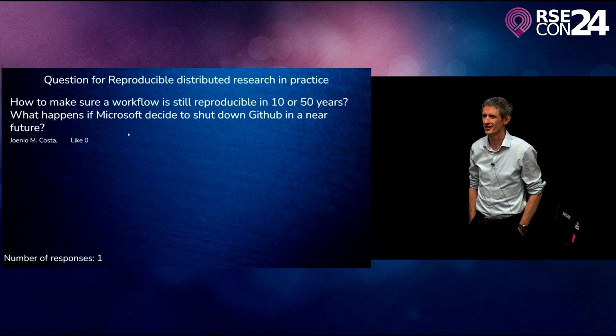How do you make sure a workflow is still reproducible in 10 or 50 years? What happens if Microsoft decides to shut down GitHub in the near future? I mean, none of this depends on GitHub, and I'd say that the thing that would help in 10 or 15 years is not being able to rerun the code, but just having a solid audit trail of what went into it. Languages change, packages change, compilers change.